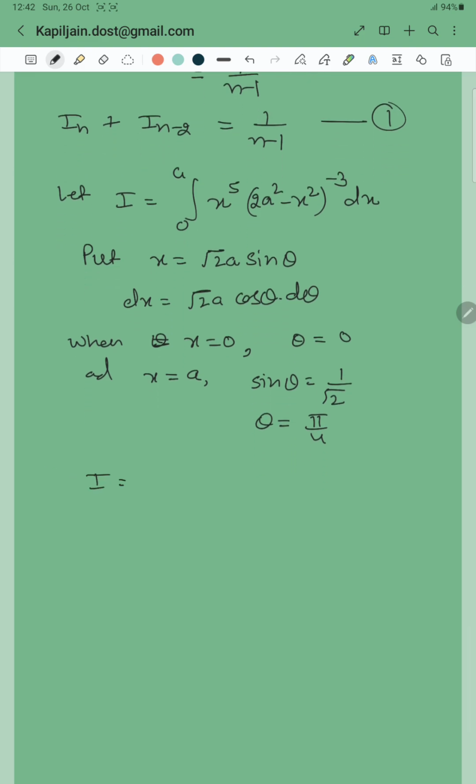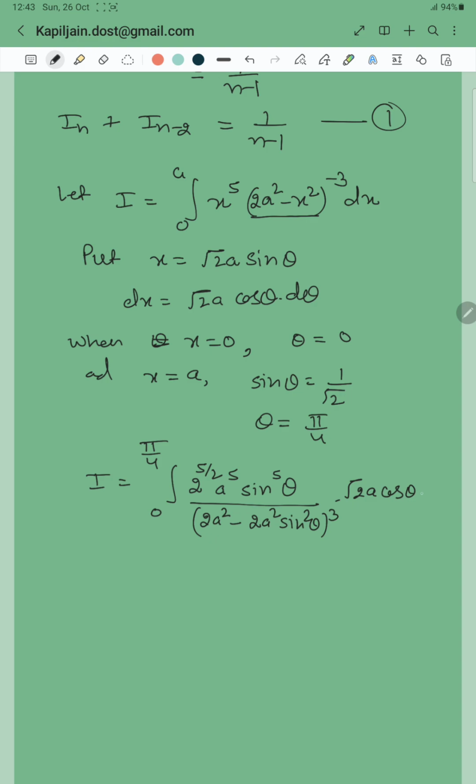So integral I becomes I is equal to integral from 0 to pi by 4 of x raised to power 5, by replacing x by root 2a sine theta, 2 raised to power 5 by 2 into a raised to power 5 into sine raised to power 5 theta, divided by, now considering this term 2a square minus x square in the denominator to power 3, 2a square minus 2a square sine square theta raised to power 3, multiplied by dx, which is root 2a cos theta d theta.